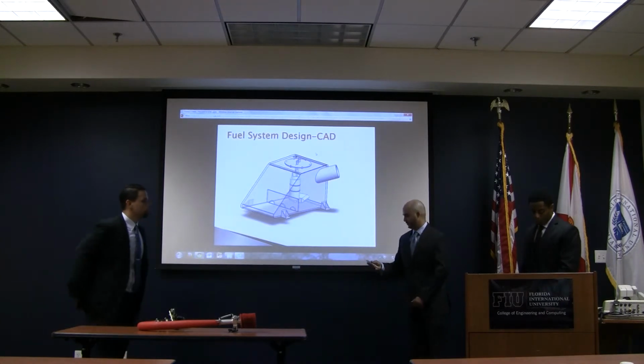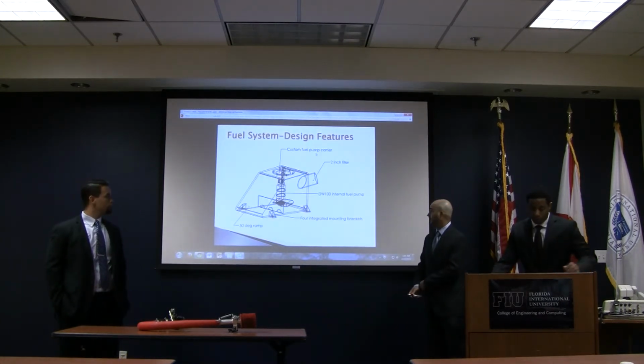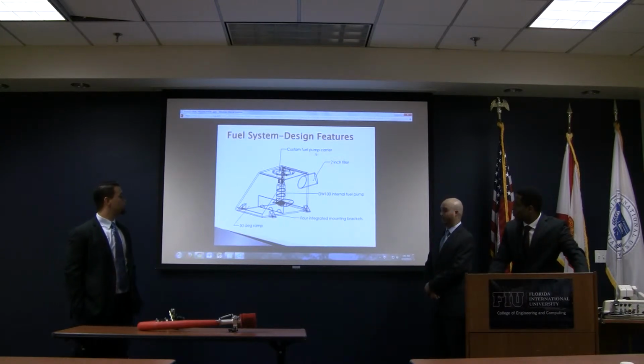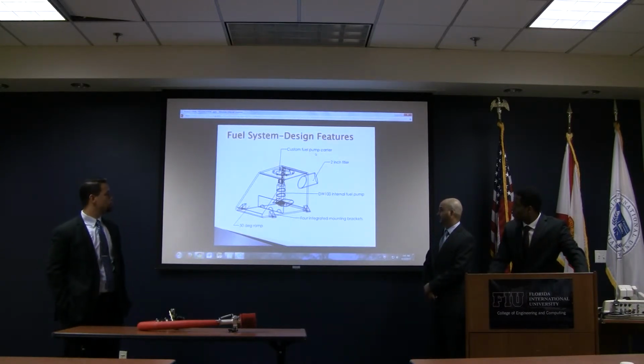Here you see the fuel system that's modeled in CAD. Design features include a 50-degree ramp angle to match the driver's seat back angle, and an in-tank fuel pump for space saving, maximizing the space that we have on the chassis. The system capacity is 1.7 gallons.